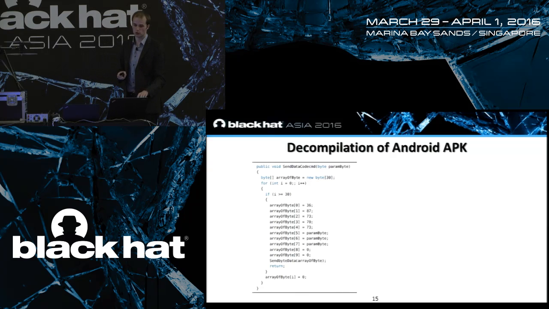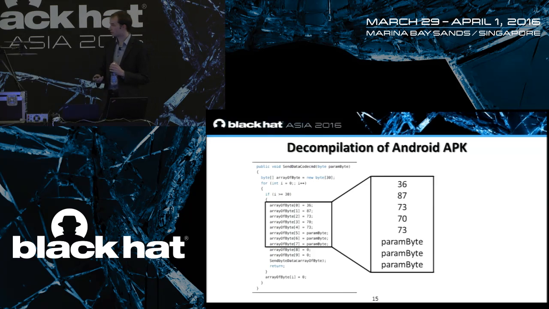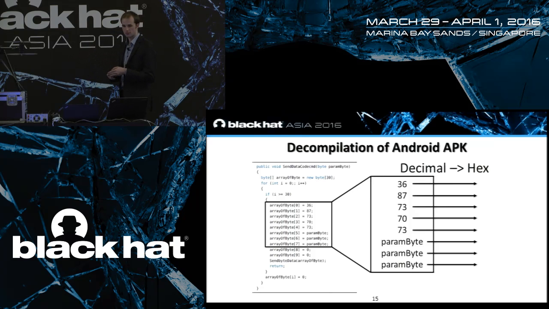That is a method called send data code command. And this method starts with a static preamble here. So 36, 27, or it's 87, and so on. And then it's followed by 3 parameters. So 3 param-byte parameters. They're actually the same, it's the same variable written here. We transformed them from decimal to hexadecimal characters, and there you go.